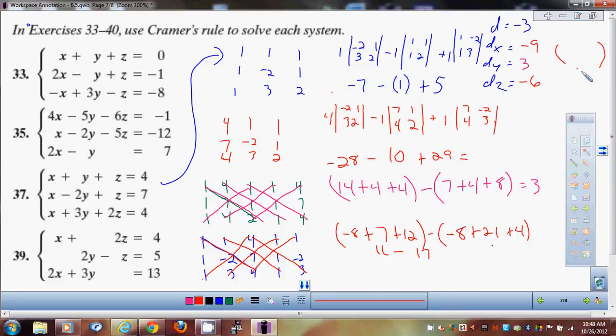Divide them. What's my x going to be? 3. What's my y going to be? Negative 1. And my z? Just 2. Muy bien. We did Dx over D to get x, Dy over D to get y, and Dz over D to get z.